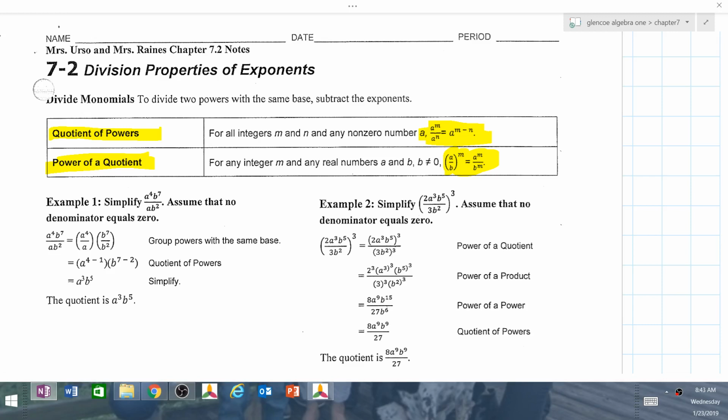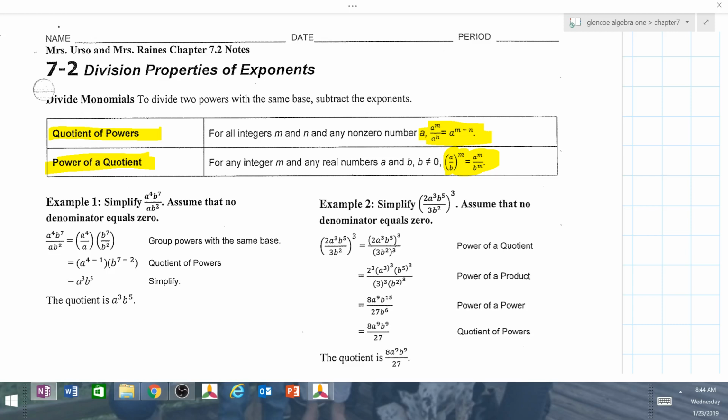The first rule I'd like for us to look at today, which I have highlighted in your notes, is the quotient of powers. The quotient of powers says this: a to the m power divided by a to the n power equals a to the m minus n. Now you remember yesterday when we talked about product rules, we talked about a to the m times a to the n. So if you're multiplying and the bases are the same, you add the exponents. If you're dividing and the bases are the same, we subtract the exponents.